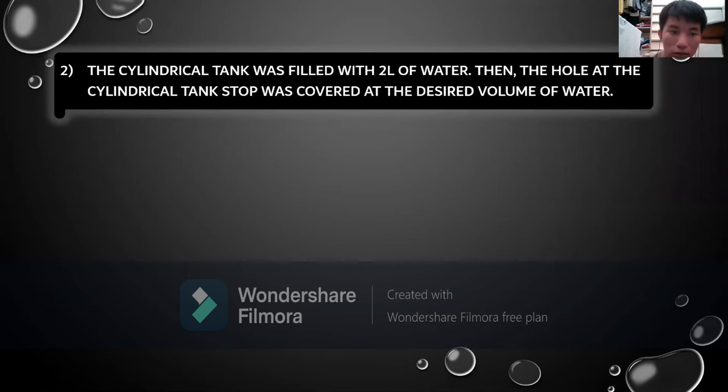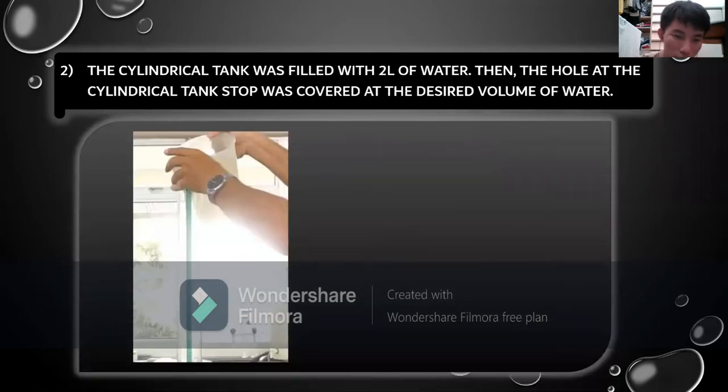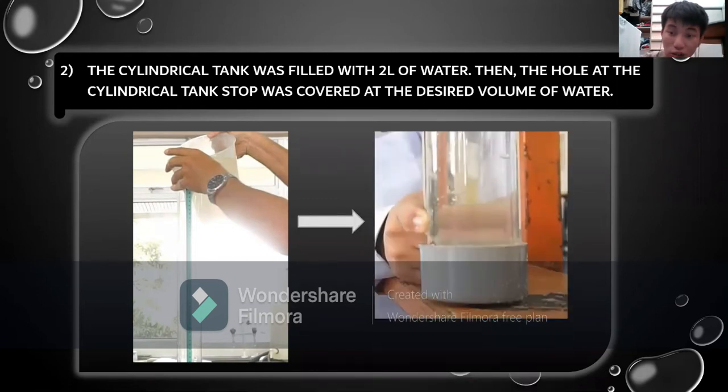Okay, so there are several pictures to show you right now. This is the picture on how we fill up the cylindrical tank with water. And the second picture shows how we cover the hole of the cylindrical tank.